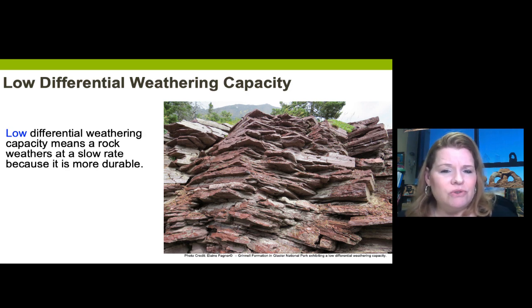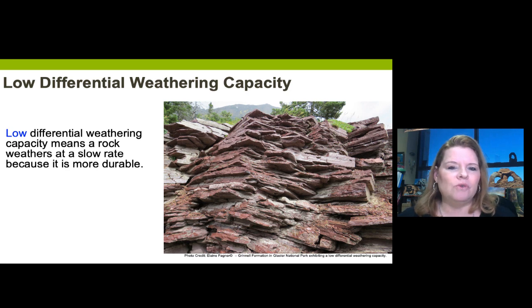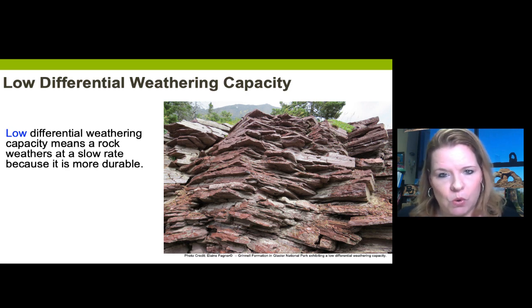So let me get to the two types of differential weathering, and then we'll apply that to make sure you're clear on how it works. Low differential weathering capacity means a rock weathers at a slow rate. That's because it's more durable. So when you have low differential weathering capacity, a rock is very sturdy, durable. It will not erode or weather fast. I use those terms together, but I'm going to show you in a minute exactly weathering and erosion together in this very location. So low, remember, low rhymes with slow.